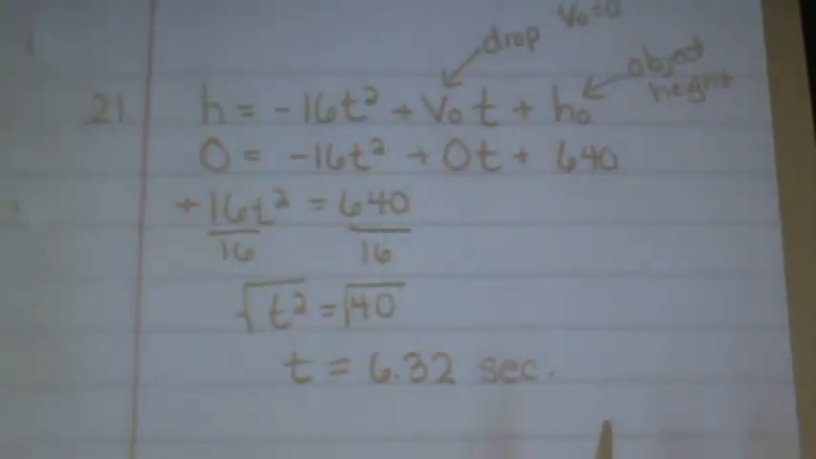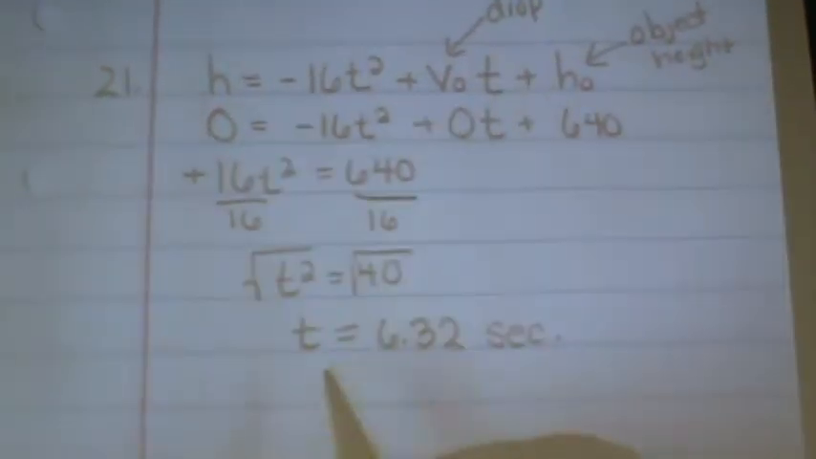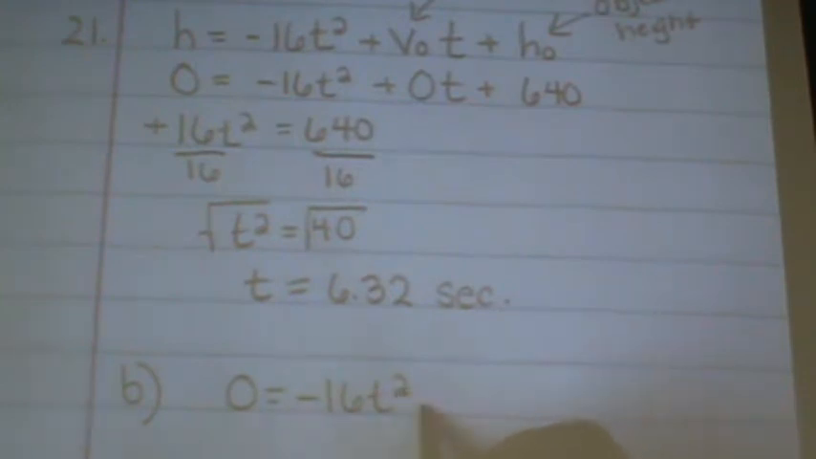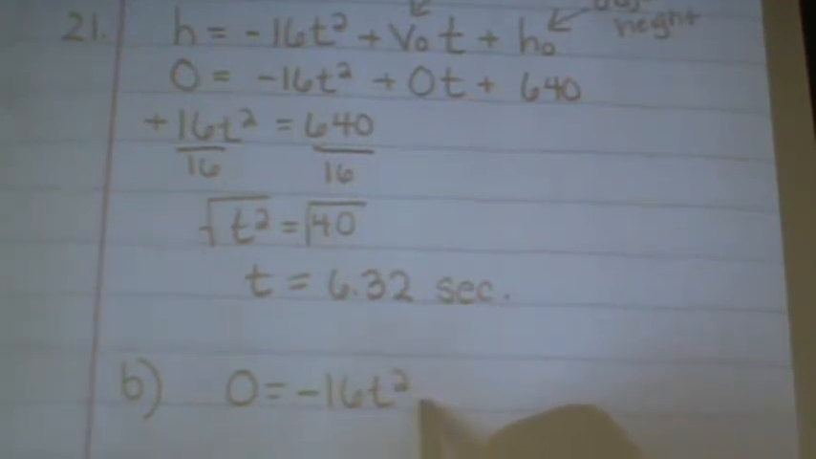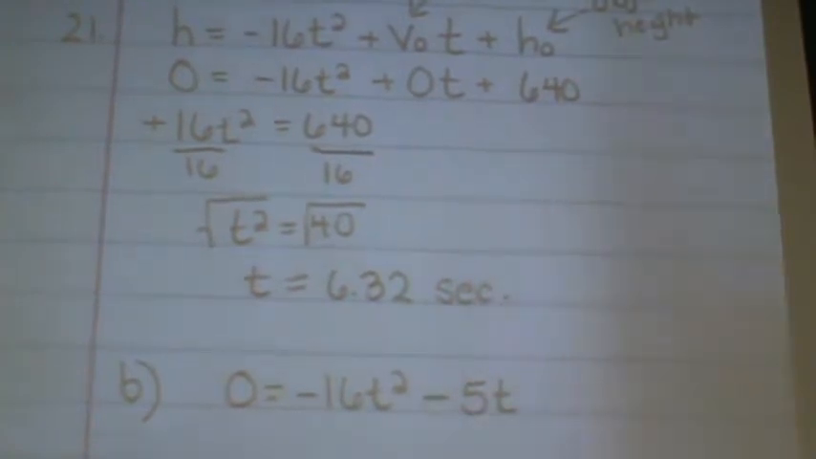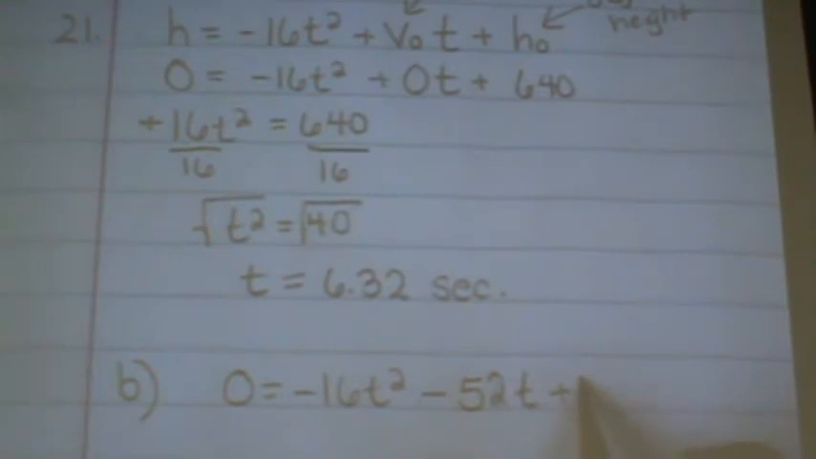For B, it says if it's thrown downward, the velocity is going to be negative. So for B, you have 0 equals negative 16t squared, and if it's being thrown downward, the velocity is going to be negative, so negative 52t, and you are still 640 feet above the ground.